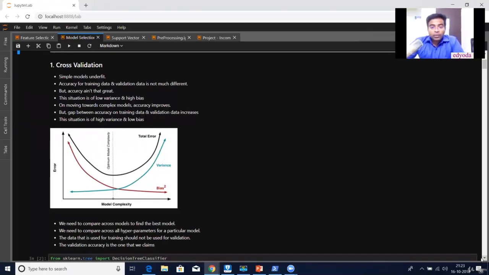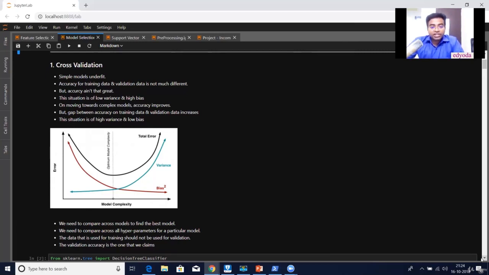The first topic of this module, cross-validation. Let's first understand what are simple models and what are complex models, though we have used them for a while now. Simple models in terms of decision trees would be something where you have configured a limited height. Say your maximum height of the decision tree that you have configured as a hyperparameter is 5, and the complex version would be say 15. These are relatively simple and relatively complex.